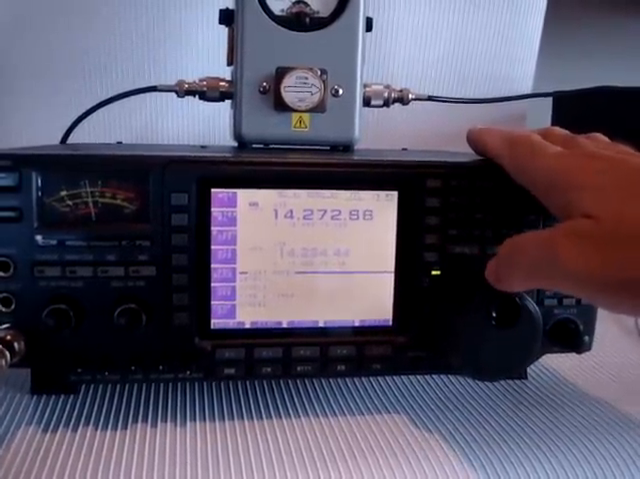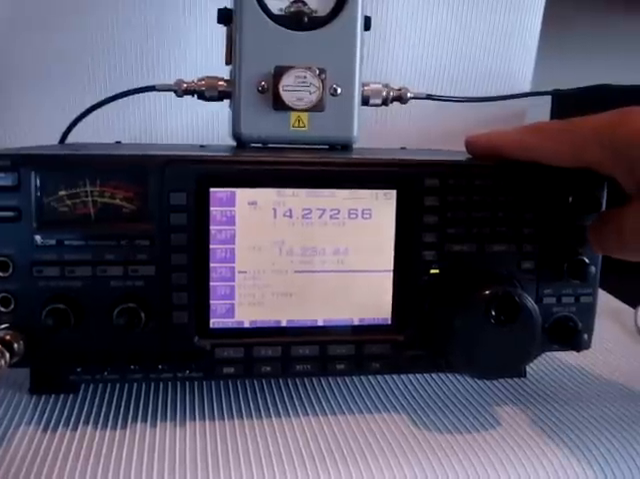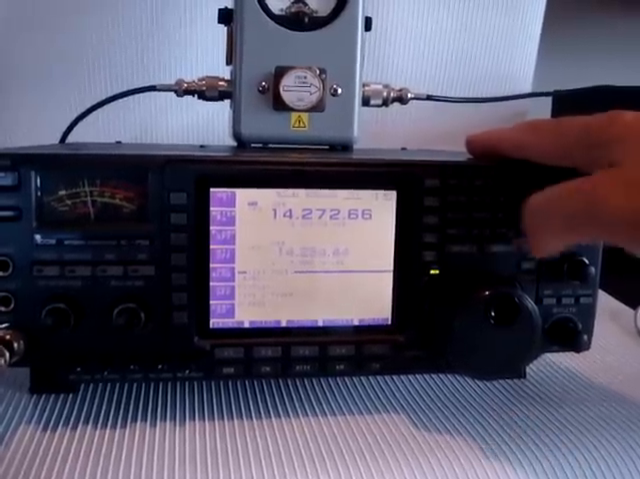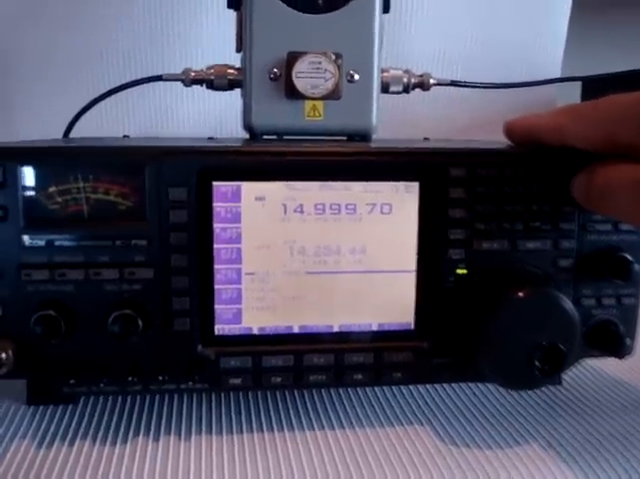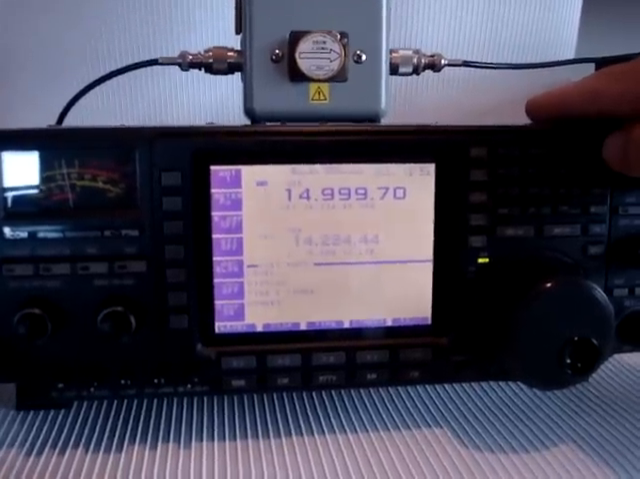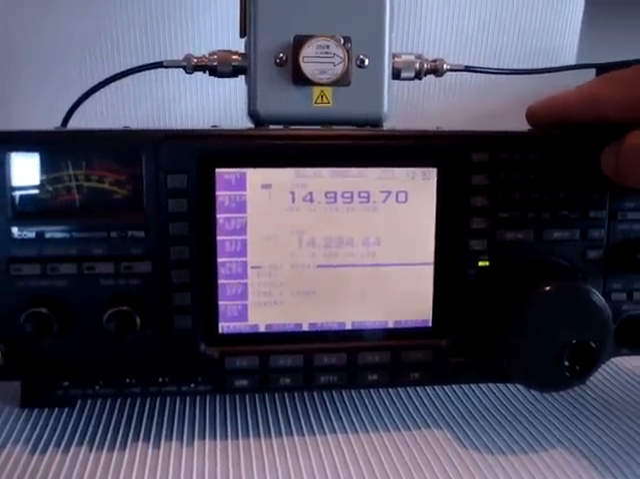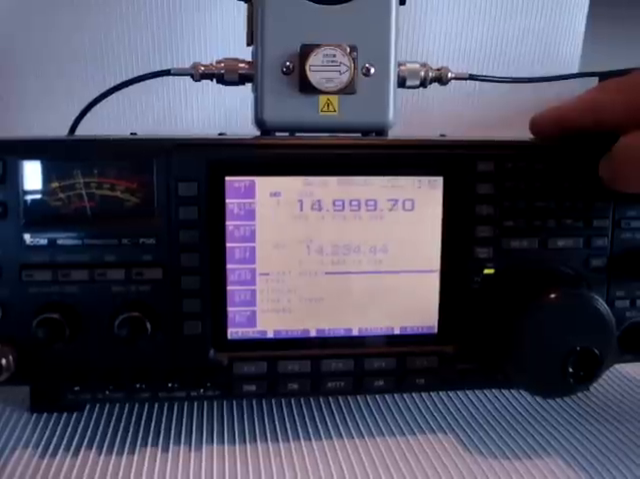Radio has quite a number of memories. We're now on the memories. This is basically a demonstration of the accuracy of the radio, frequency accuracy.